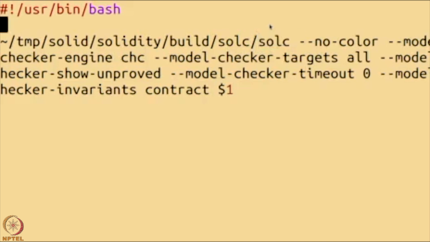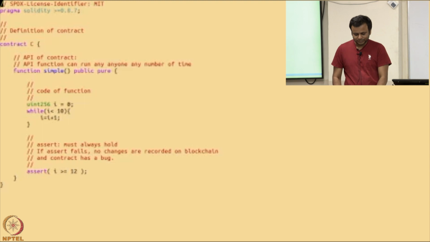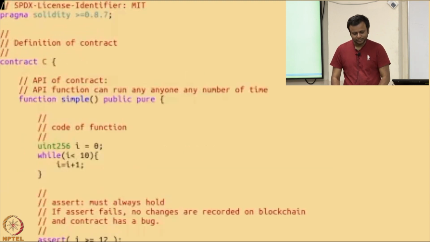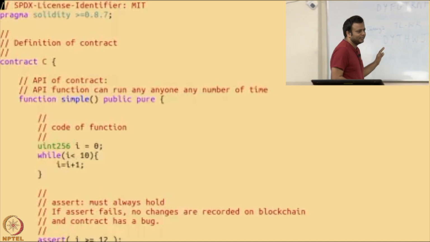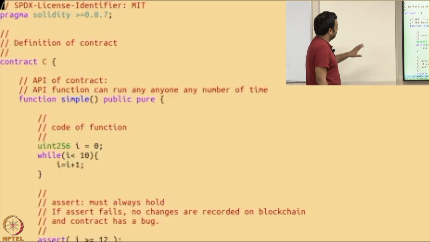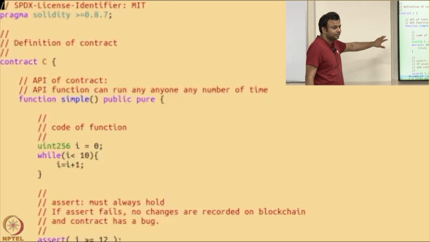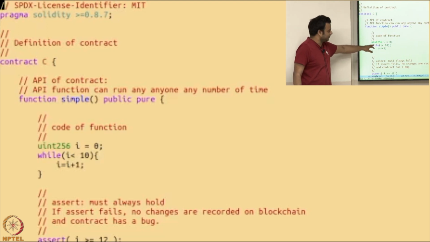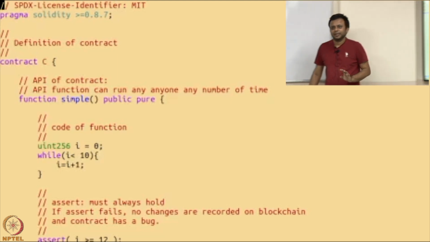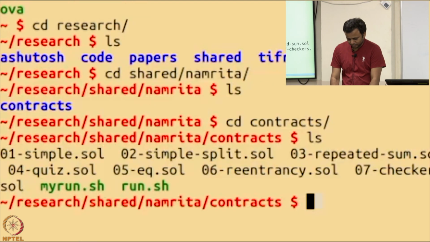So you run run.sh. Let's look at our first program. This is a Solidity contract. I have written the same program which I just showed you as a Solidity contract. You have this contract, and then you call this simple function, and you execute this program, and then at the end you check the assert.